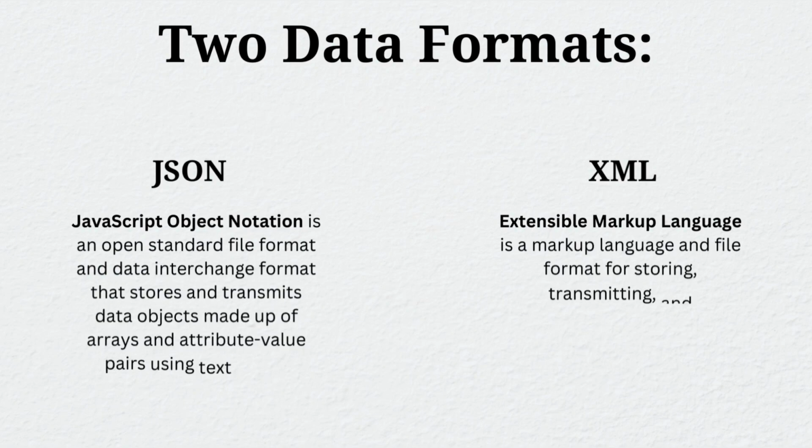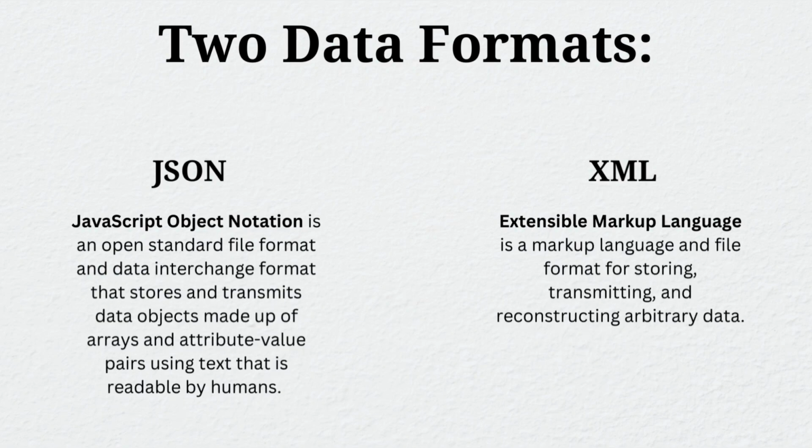Two of the most common data formats used in Hypertext Transfer Protocol, or the protocol of the web, are JSON and XML. They are a bit similar, but they have different syntax and functionality. JSON stands for JavaScript Object Notation, which is an open standard file format and data interchange format that stores and transmits data objects made of arrays and attribute value pairs using text that is readable by humans.